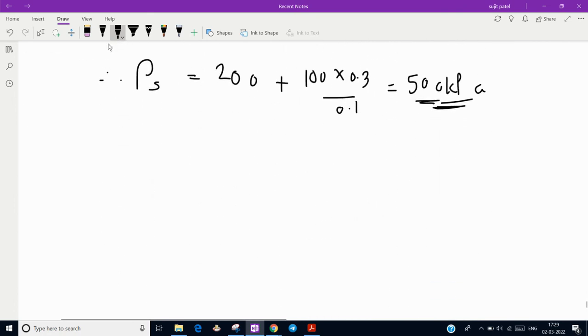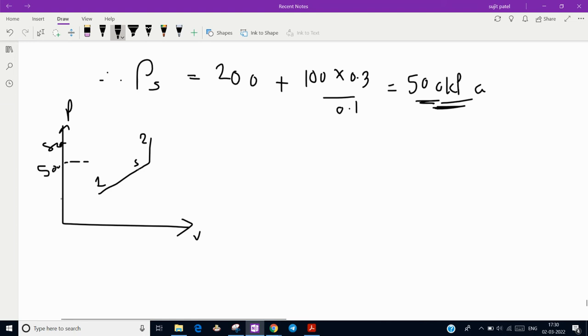So we can draw the graph, the PV diagram of this process, like this: initial condition, intermediary and final condition, 1 to S to 2. Here the pressure will be 500 kilopascal and here 800 kilopascal, and here initially it will be 200 kilopascal. Volume will be 20 liter initial and final 50.